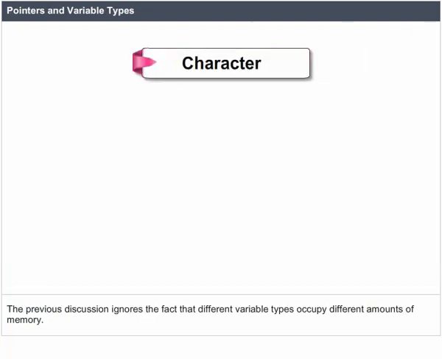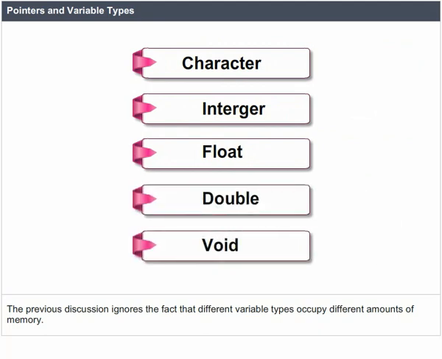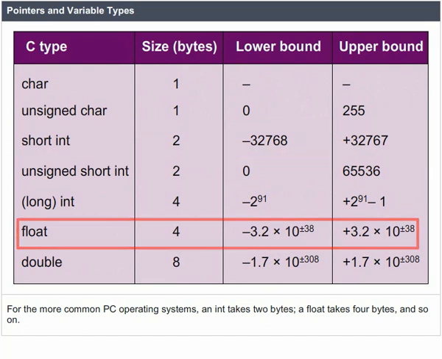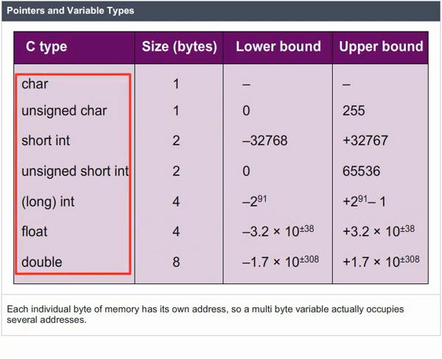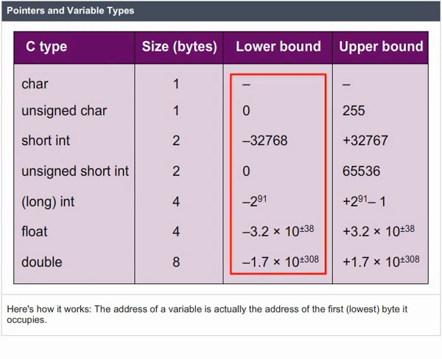Pointers and variable types. The previous discussion ignores the fact that different variable types occupy different amounts of memory. For the more common PC operating systems, an int takes 2 bytes, a float takes 4 bytes, and so on. Each individual byte of memory has its own address, so a multi-byte variable actually occupies several addresses. How then do pointers handle the addresses of multi-byte variables? Here's how it works. The address of a variable is actually the address of the first, lowest byte it occupies.